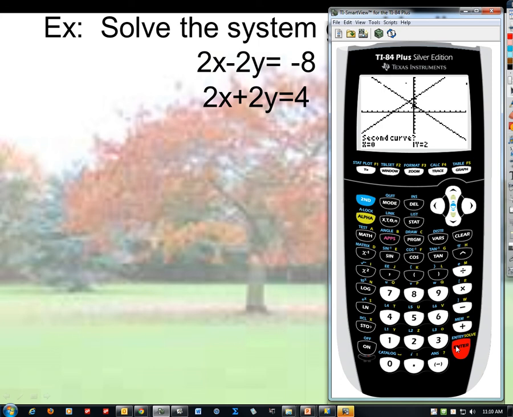And now the third question it asks me for is a guess. Now remember why it does that. It does that because sometimes, if I had a parabola and a line, those could intersect in multiple places, right? And so I might need to specify which intersection I'm trying to find. But how many times could lines intersect? Once, right?